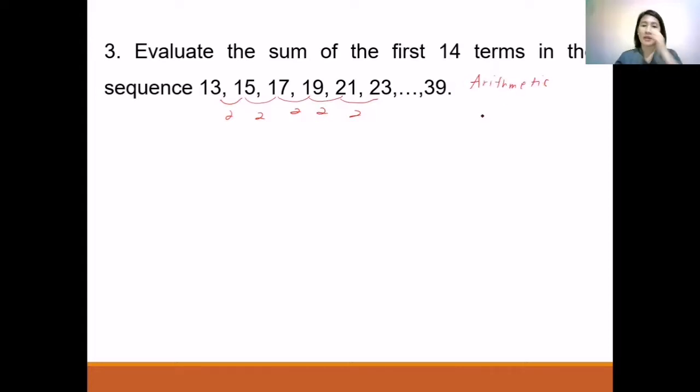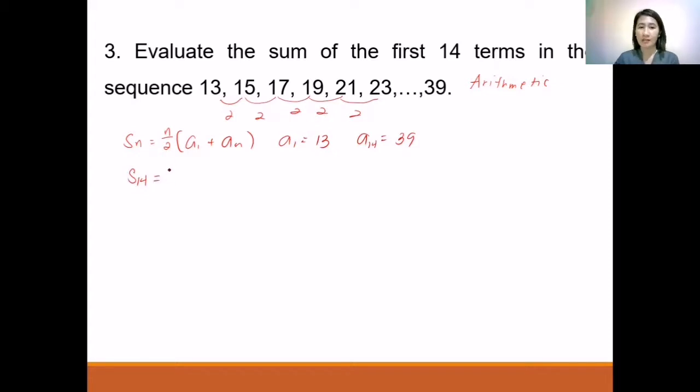So let us now have the sum of the first 14 terms. We will now be using the formula S sub n is equal to n over 2 multiplied by a sub 1 plus a sub n. Okay? What are the given? We have a sub 1, 13, and a sub n, or we write the last term already. So we have a sub 14, which is 39. So we only have to substitute S sub 14. We're looking for the sum of the first 14 terms.